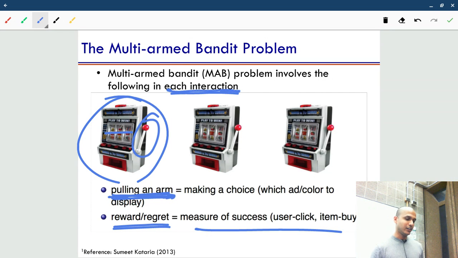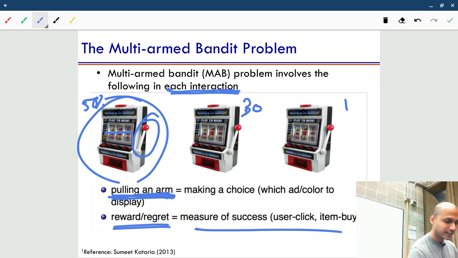So taking an action is like pulling an arm in the sense that, think of there being three slot machines here. Maybe there's a 50% chance of you getting back a dollar every time you play this. Maybe this one has a 30% chance. Maybe this one has a 10% chance. You don't know a priori, so you keep pulling the arm. You keep jumping around, and maybe you figure out that this machine is giving you more money, then you localize on that.